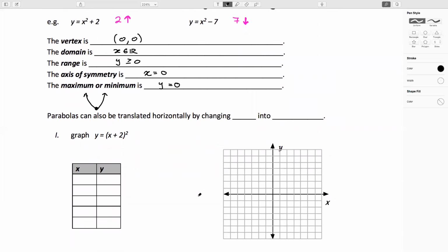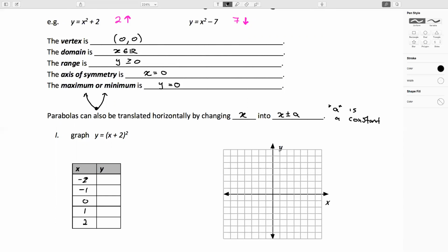Parabolas can be translated horizontally by changing x into x plus or minus a constant, a. So for example, we've got the function y equals (x plus 2) squared. We're going to use a table of values here, but I'm going to show you that you don't need one every time, especially for the simpler functions. We'll pick the same values, -2, -1, 0, 1, and 2.